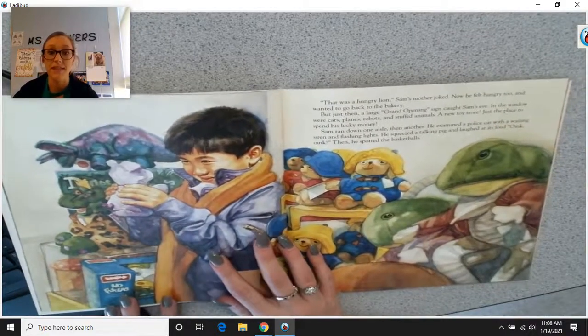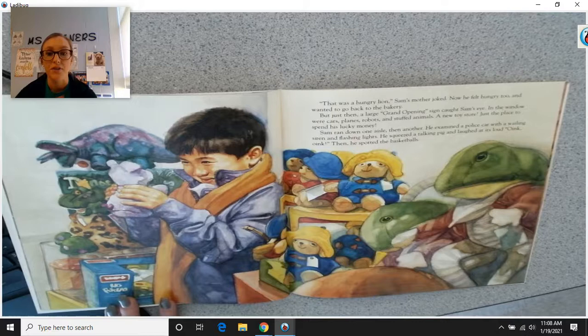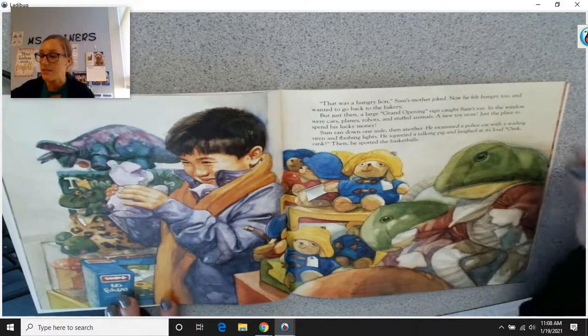"That was a hungry lion," Sam's mother joked. Now he felt hungry too and wanted to go back to the bakery. But just then, a large grand opening sign caught Sam's eye. In the window were cars, planes, robots, and stuffed animals. A new toy store? Just the place to spend his lucky money. Sam ran down one aisle, then another. He examined a police car with a wailing siren and flashing lights. He squeezed a talking pig and laughed at its loud oink oink. Then he spotted the basketballs.